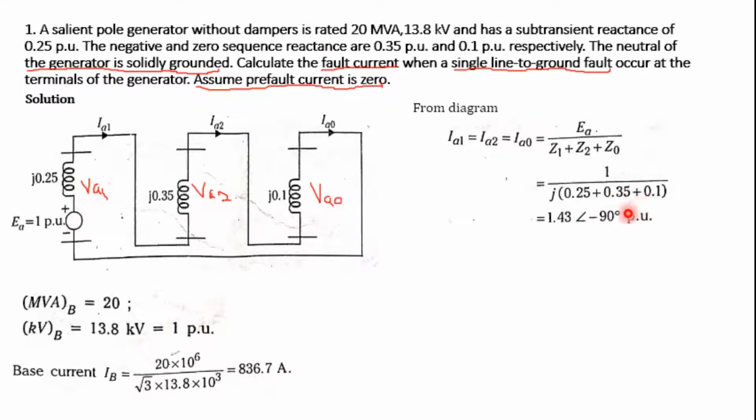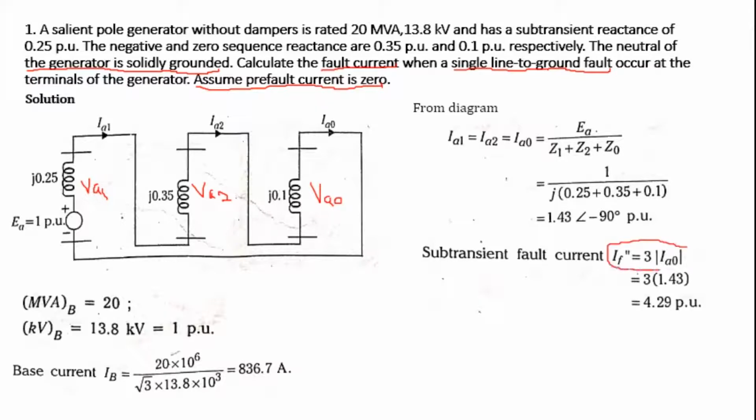So this is in terms of per unit. Now we have to calculate the absolute value. For the single line to ground fault, the relation for the fault current is I_F equal to 3 times I_A0. This is very important because we already derived this. What is the I_A0 value? It is 1.43 at an angle of minus 90 degrees. We are considering the magnitude, so it is 3 times 1.43.